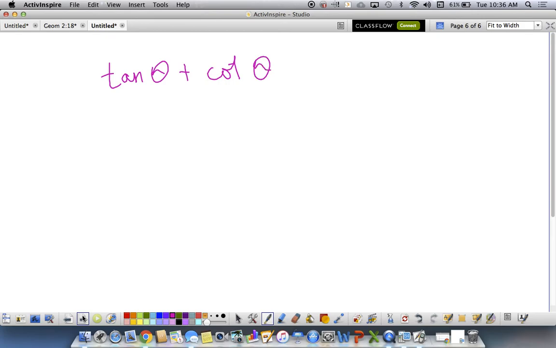Tan theta plus cotangent theta. Okay? For some reason, they start this in 5.1, but then they give you the whole box on what you should do with it in 5.2. The instructions will say, write in terms of sine and cosine, and simplify.